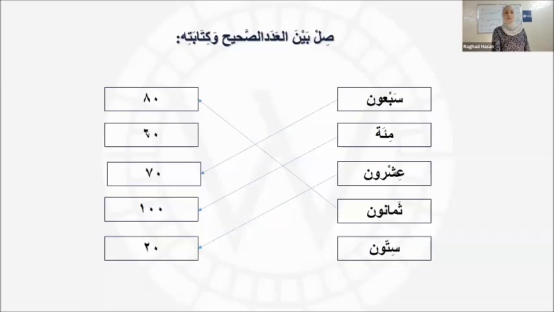The last one is ستون. ستون. تفضل يا جوزيف. So where is ستون? Say it again. 60. ممتاز، شكرا. So ستون, the second one. ممتاز، شكرا جزيلا. Thank you very much.